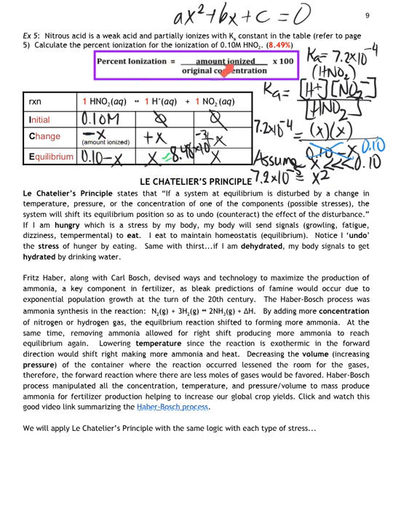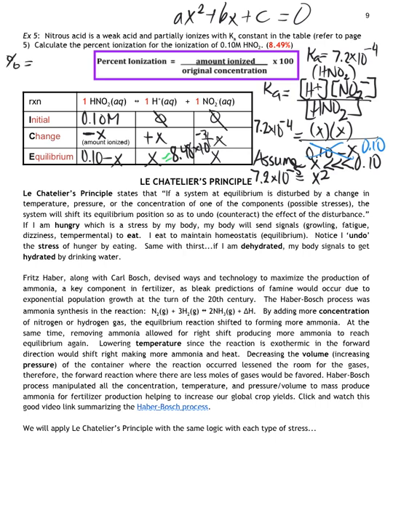So now how do we calculate the percent ionization? It's a very easy equation. You take your x, which is the amount that ionized, and you divide it by the original concentration. The original concentration is 0.1, as stated right here. Then you just calculate the percent from there. So it's a very simple equation.